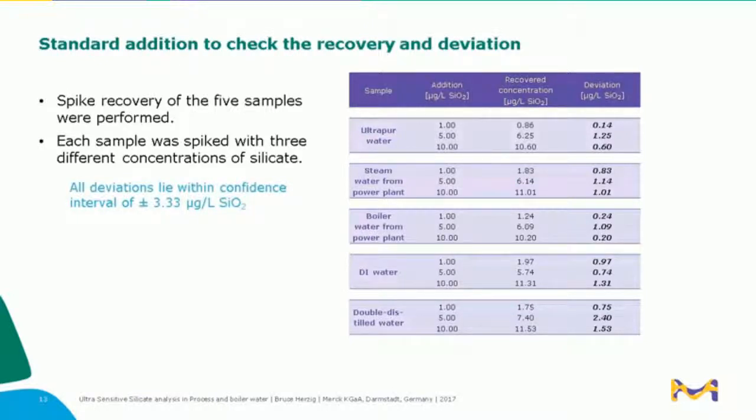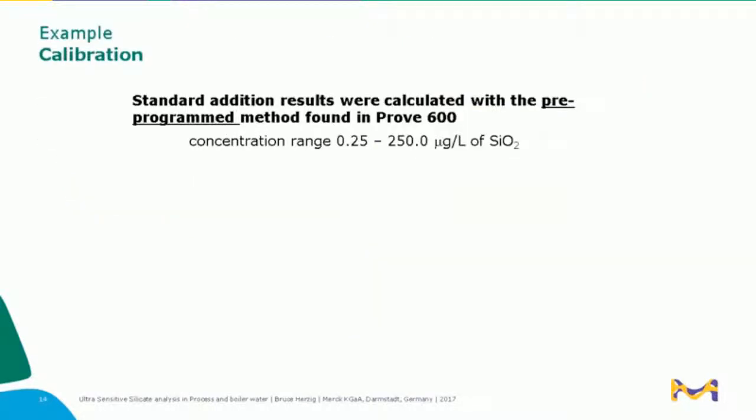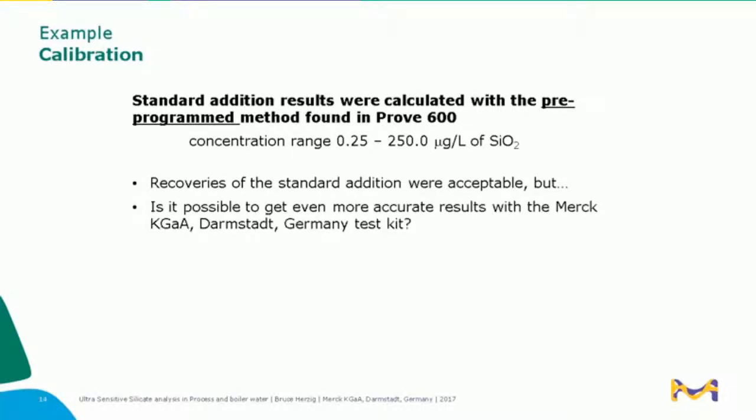And all deviations lie within the confidence limit of 3.33 micrograms per liter for the SpectraQuant test. So for calibration, standard additions were calculated using the pre-programmed method found and approved. And as I mentioned earlier, this has a concentration range of 0.25 to 250 micrograms per liter. So recoveries of the standard addition were acceptable, but they could be a little better.